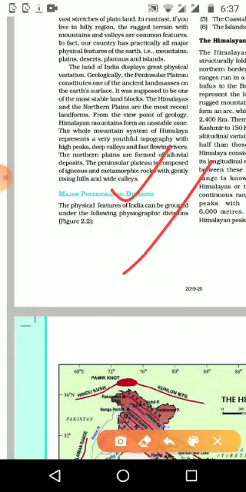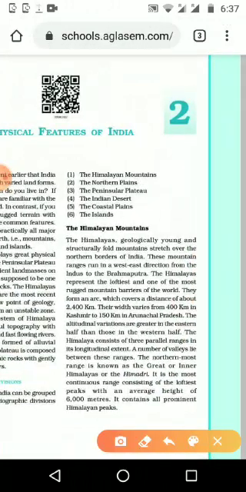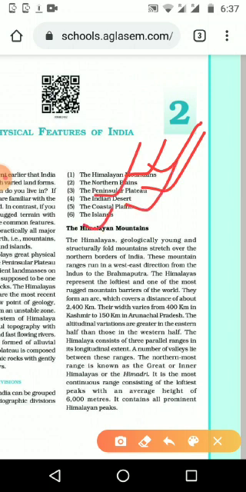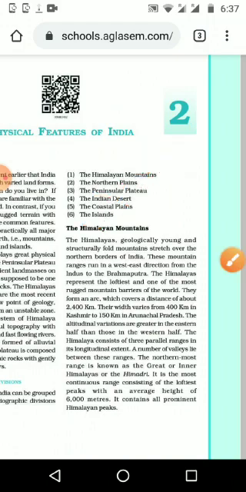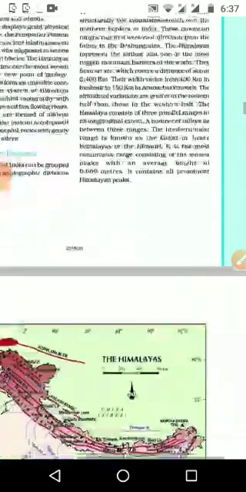So the physiographic divisions of India that we can see here, it is given the six divisions we have studied already in smaller classes. In 6th standard, 7th standard we studied Himalayan mountains, northern plain, peninsular plateau, Indian desert, coastal plains, and islands. We are having 6 types of major physiographical features here in India.